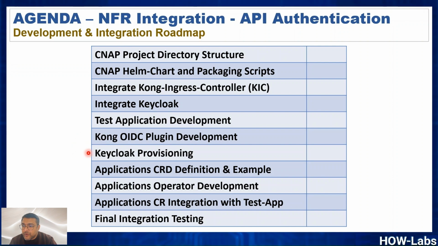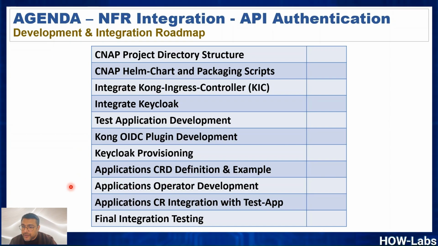Then I'm going to configure the Keycloak for all the token related configurations. Once it is done, I'm going to define a CRD with the name applications. This is the YAML schema that I'm talking about. Once it is done, then the respective operator is also required. So I'm going to develop that as well.